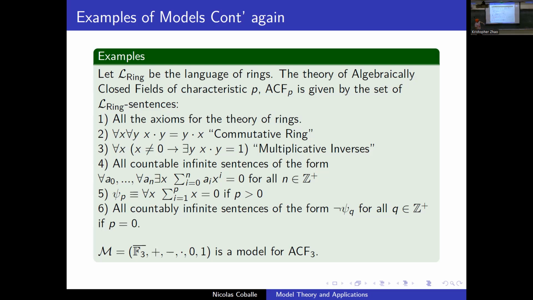So this is a bit more complicated than our theory of rings because we have an infinite number of axioms in this theory. For example, if M is the algebraic closure of F3 with plus, minus, multiplication, 0, 1 as usual, then this is a model for ACF3. Make sense?